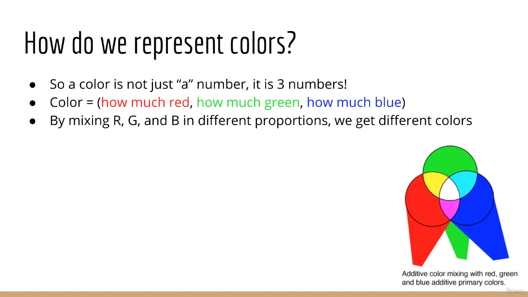So how do we represent colors? Well, in fact, it's not just a number, it's a set of three numbers. This set of three numbers tells us how much red, how much green, and how much blue. By mixing these colors in different proportions, we can get different colors.